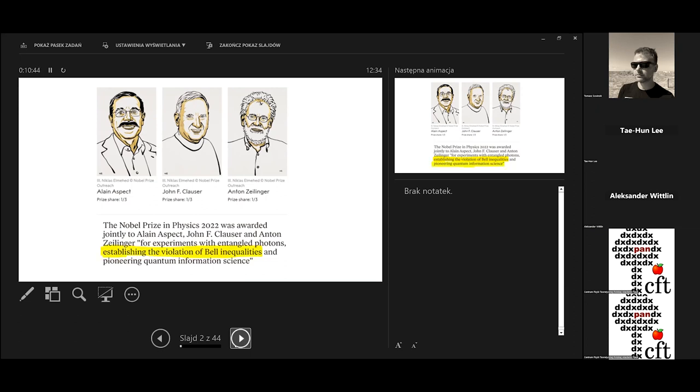It's working. Okay, for experiments establishing the violation of Bell inequalities. This is a topic in the foundation of quantum physics. It's one of the most, if not the most, important results in the foundation of physics.